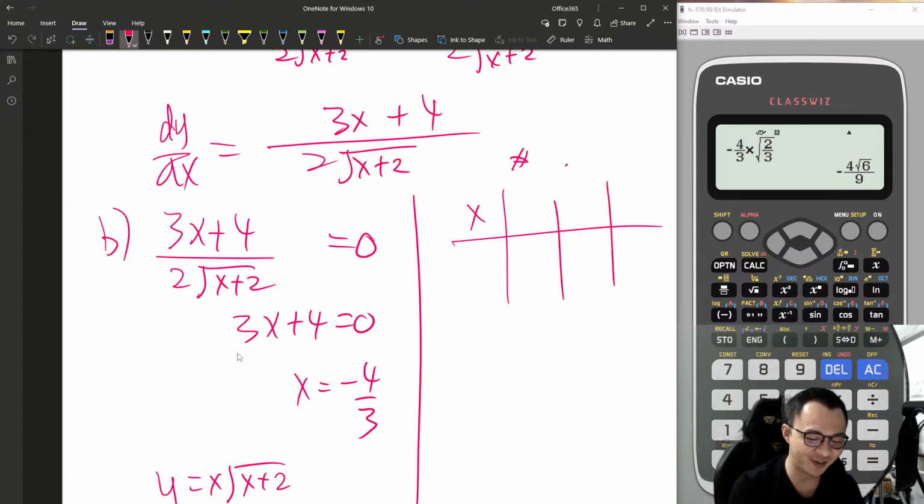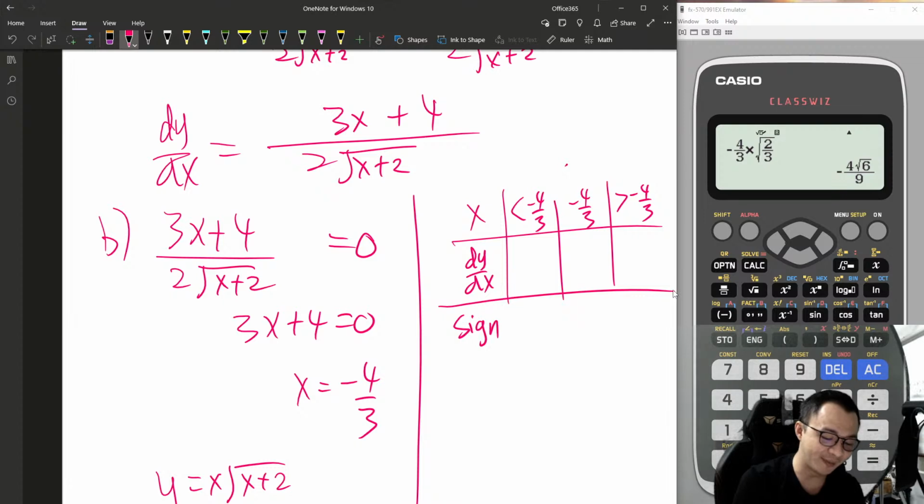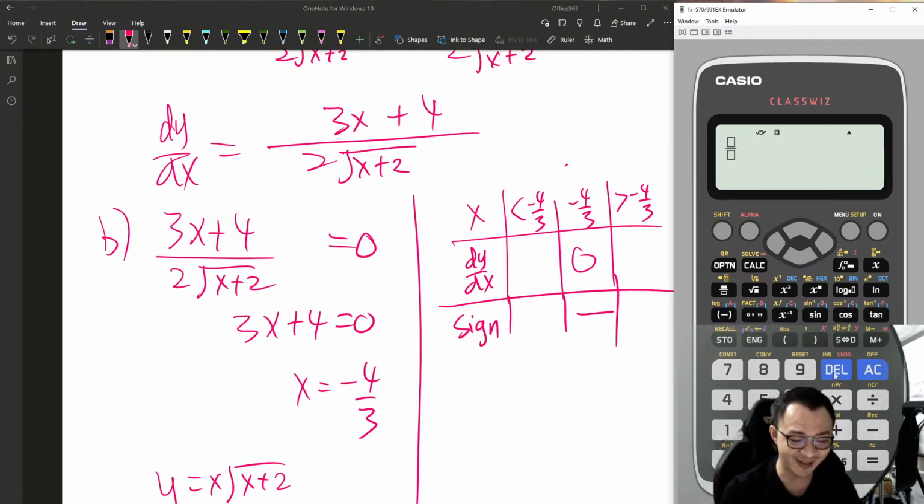And then this is stationary, right? Stationary is negative 4 over 3. Then I will take any value less than negative 4 over 3, and any value more than negative 4 over 3. And then I want to see their dy dx pattern. And then I can see their sign to determine whether they are maximum or minimum. This one dy dx is 0, so the sign is horizontal. So less than this one, we can try any value less than it. So when I do the testing, I will just say 3x plus 4 over 2 square root x plus 2.